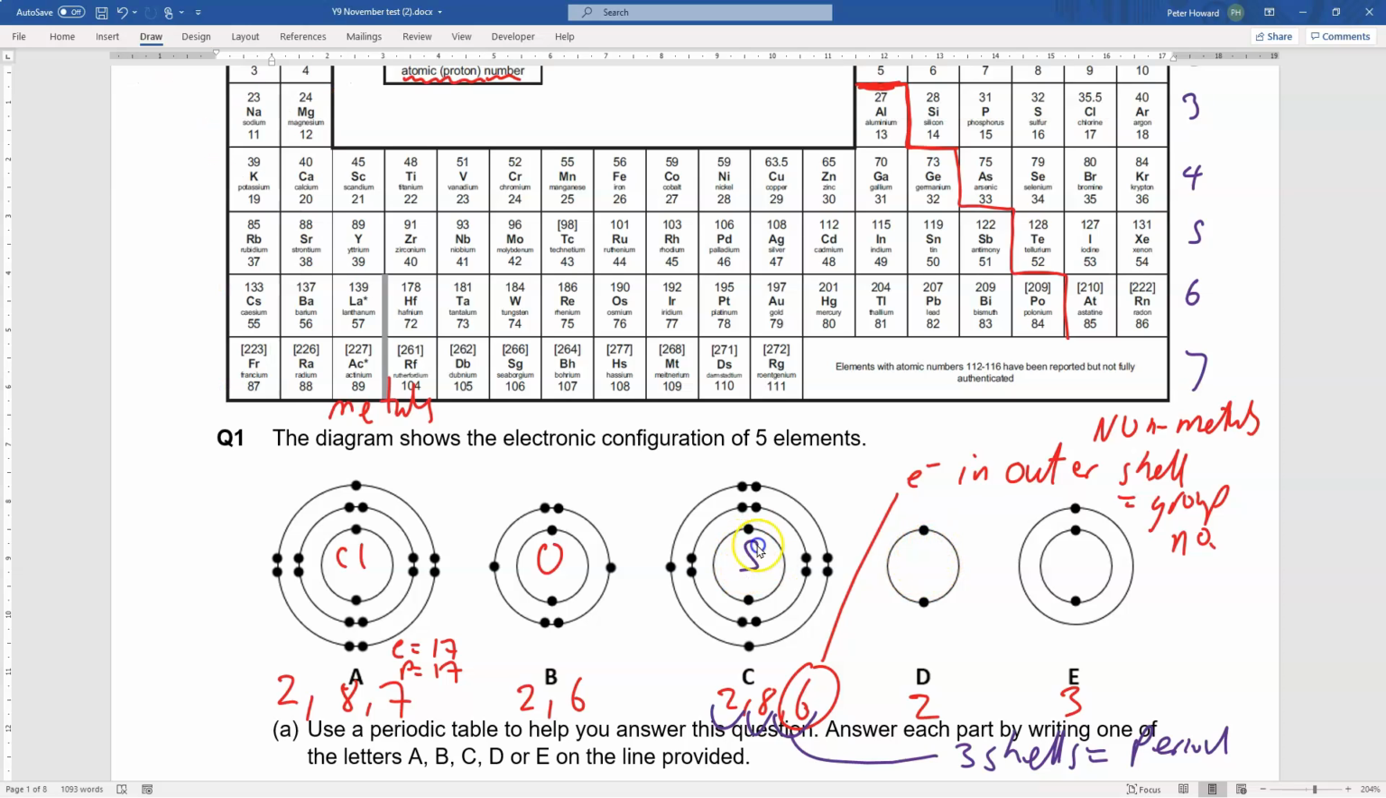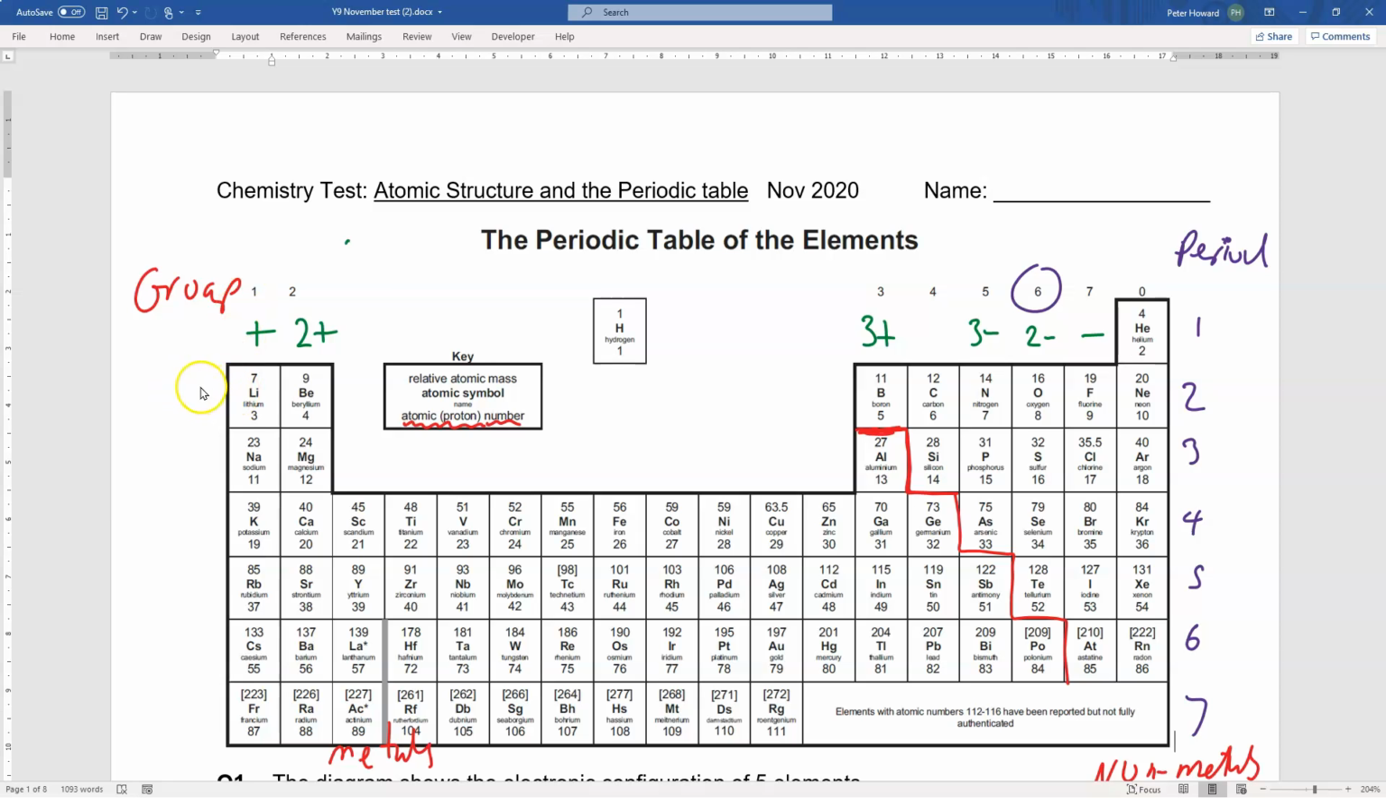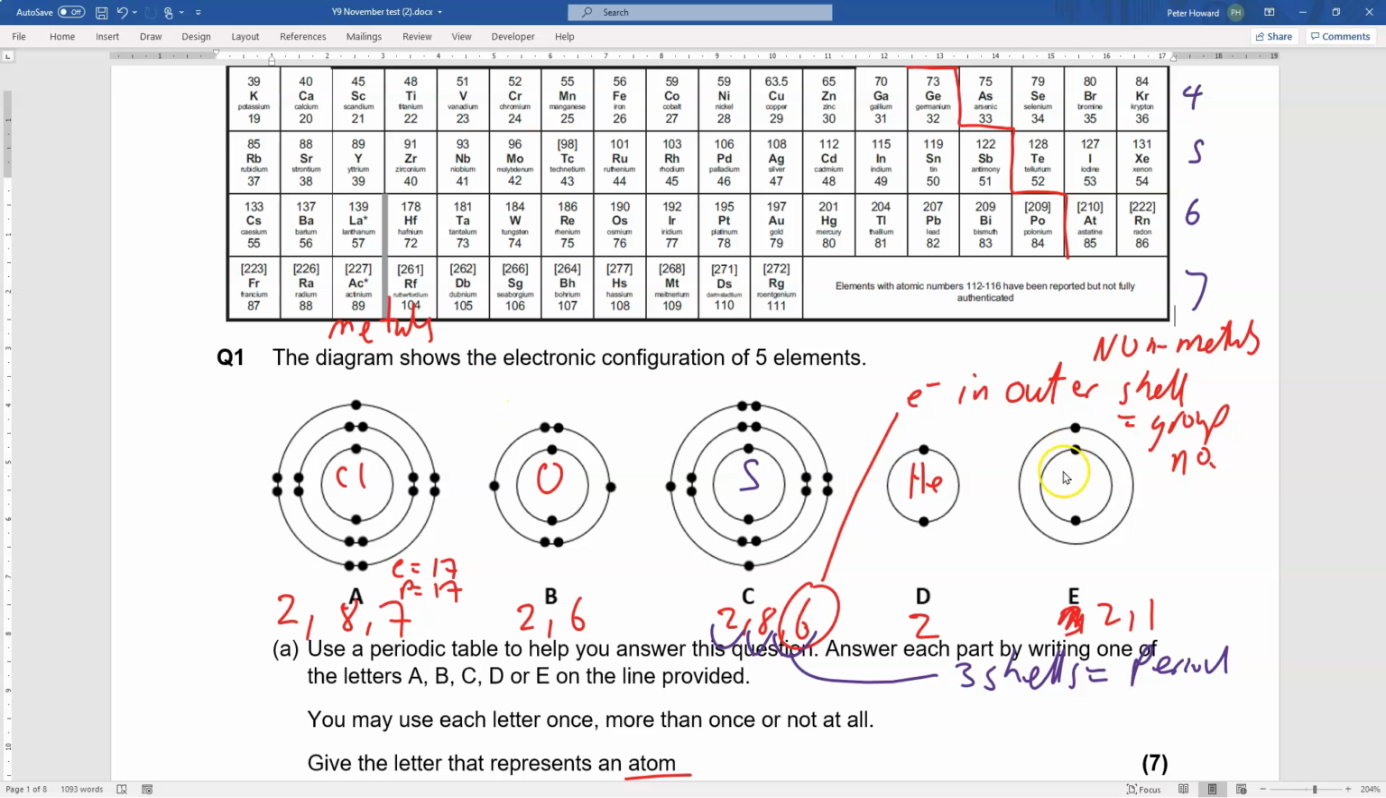This one here has 2 electrons in the outer shell and 1 shell, so that is going to be helium. And this one here has 2 electrons in the first shell. I don't know why I just wrote 3 there, by the way, it should have been 2, 1, sorry. So 2, 1: group 1, second period. Obviously checking on that side there, we can find that one is lithium.